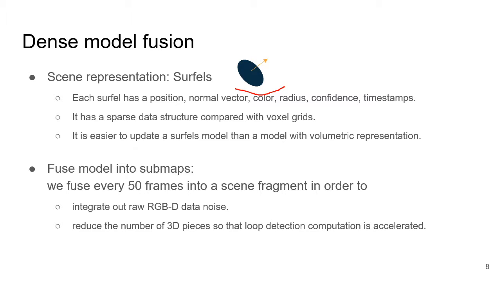A circle model has a sparse data structure compared with voxel grids because it only has data whenever there is a structure. It doesn't have to represent free space. It is easier to update a circle model than a model with volumetric representation. And also we fuse models into submaps for faster and better processing.